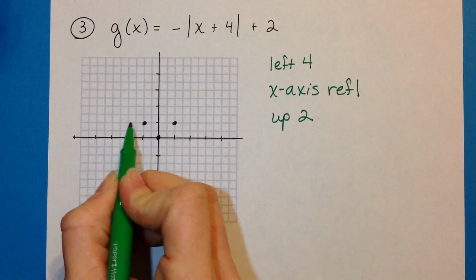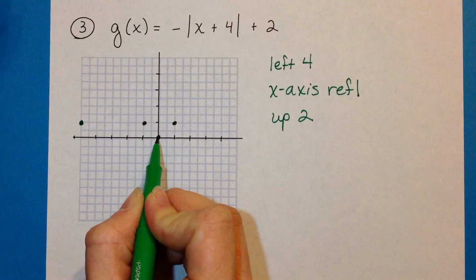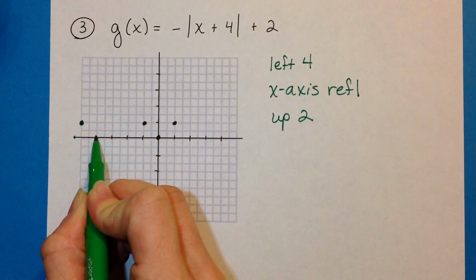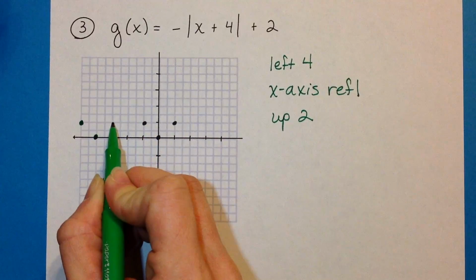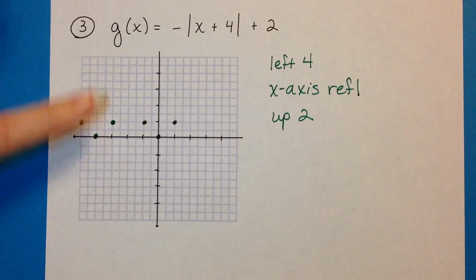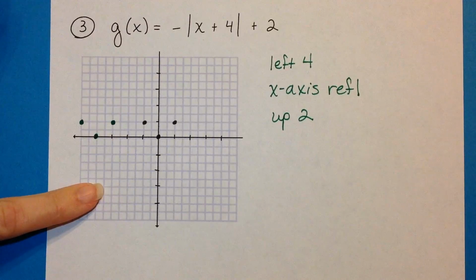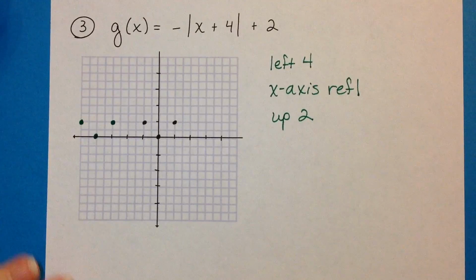So I'm going to start with this one. So 1, 2, 3, 4. And now this one. And now this one. Okay. But now I need to take those 3 points and do the x-axis reflection. So x-axis reflection, of course, is where you take what you have above and you flip it below. If you happen to have any points below, then that's going to flip up.